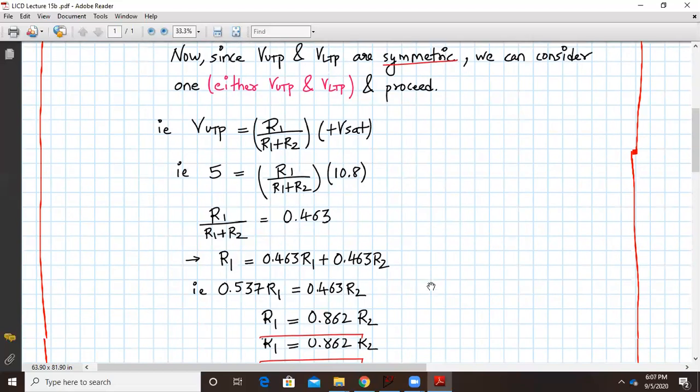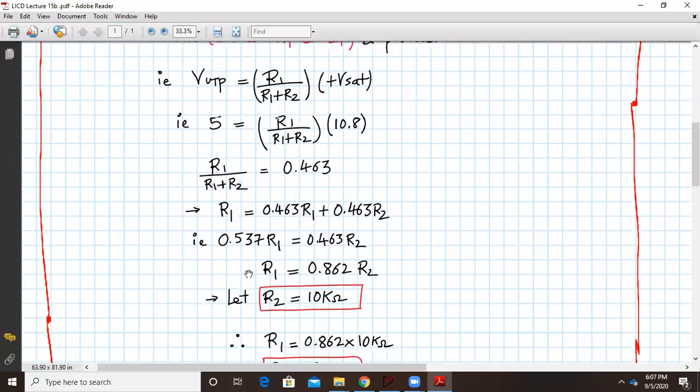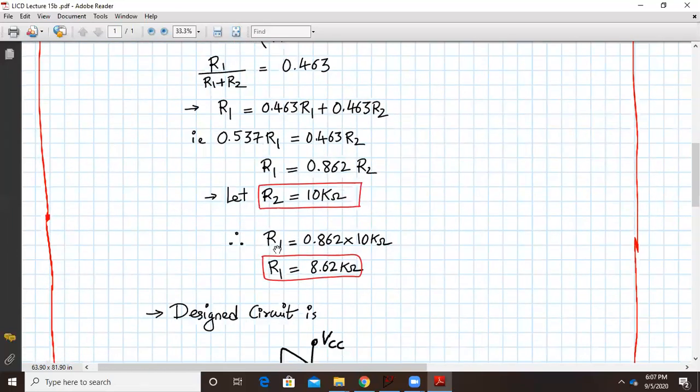0.463. You can work it out in a calculator. We cross multiply and we get R1 in terms of R2. That is R1 is 0.862 times R2. We assume the value of R2 as 10K. So the value of R1 came out to be 8.62K.